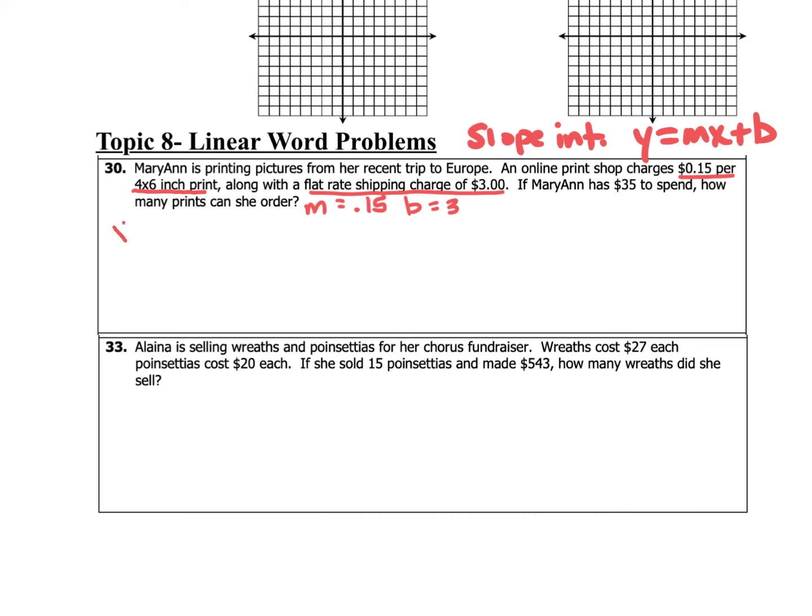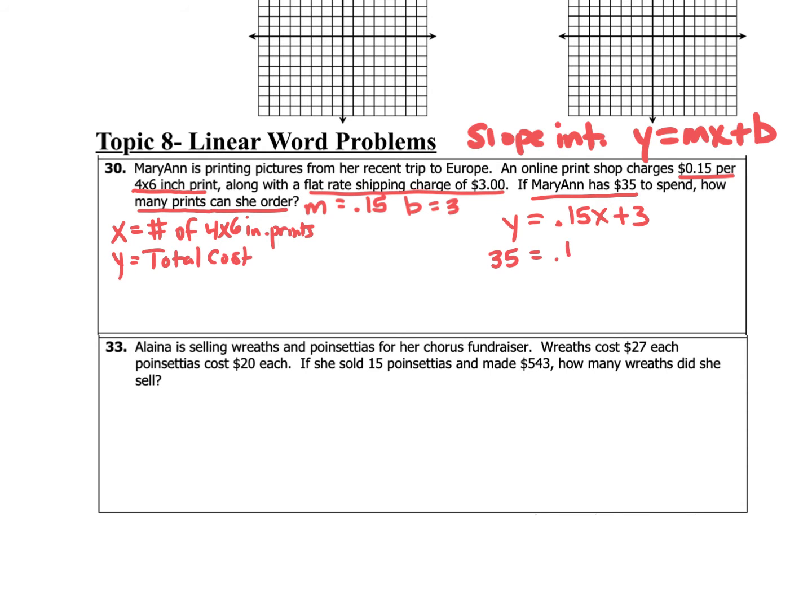All right, so now, what does x represent? Well, what x represents always comes after the word per. If it's per 4x6 inch print, then x is number of 4x6 inch prints. And y, boring old total cost. So the equation is y equals 0.15x plus 3. And it tells us Marianne has $35 to spend. How many prints can she order? So we're finding x. Put 35 in for y.